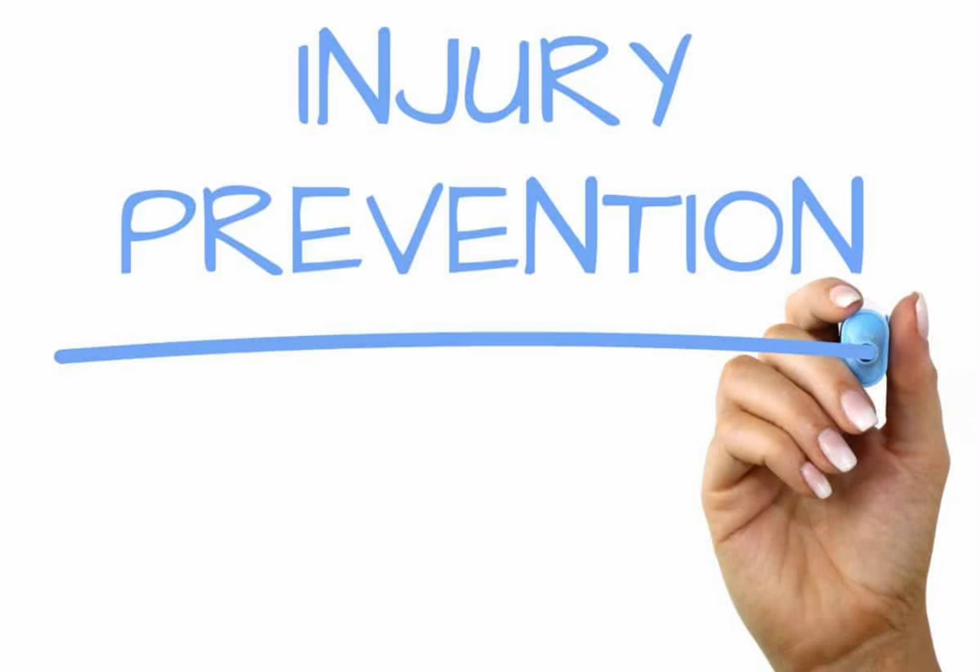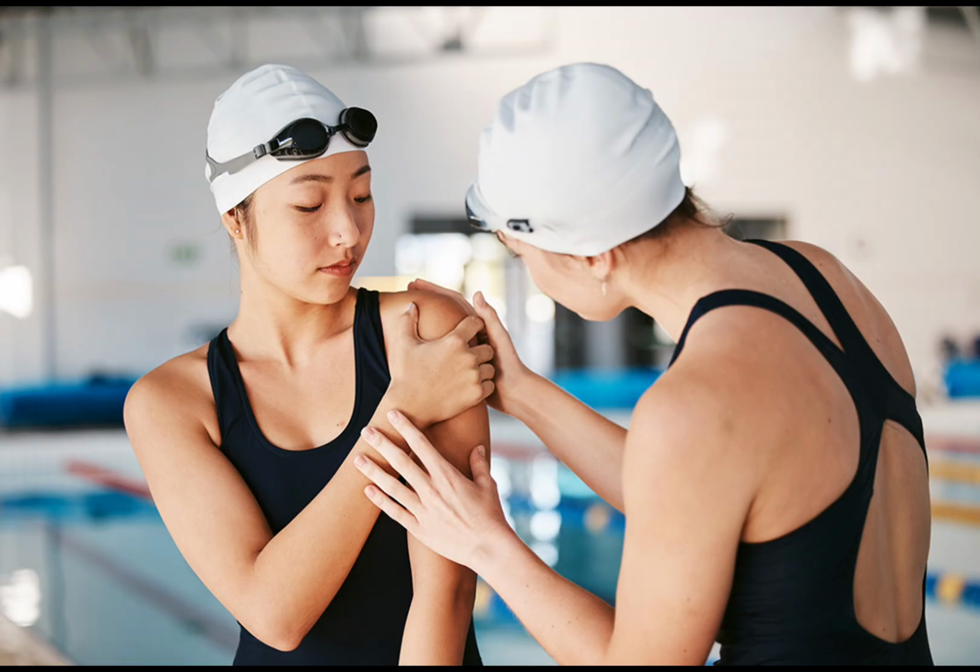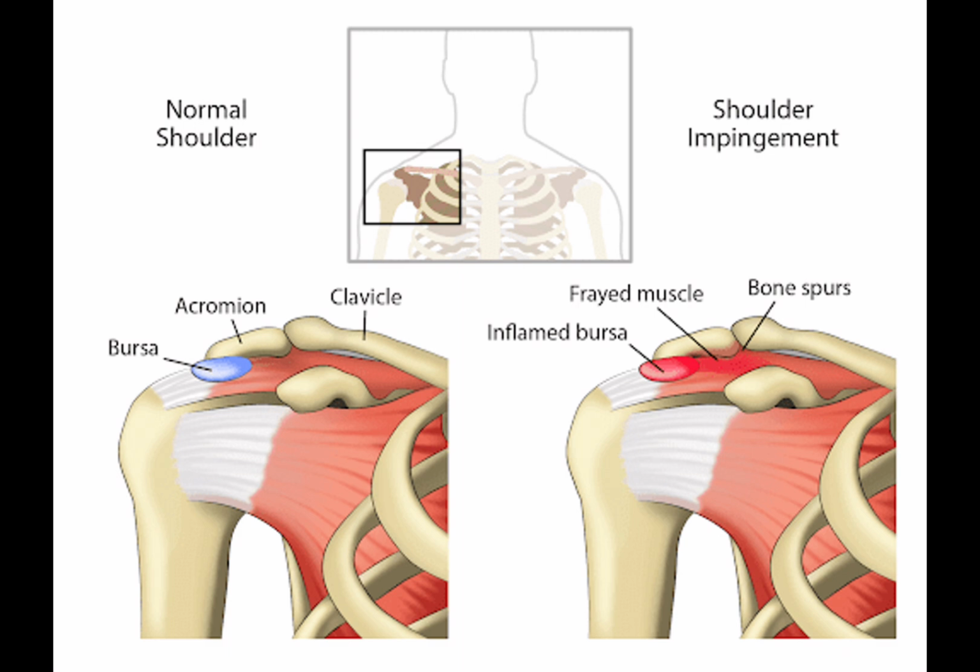Common injuries and preventing strategies. Rotator cuff tendonitis. Causes: overuse and repetitive motion. Symptoms: pain in the front and/or side of the shoulder, often radiating down the arm.